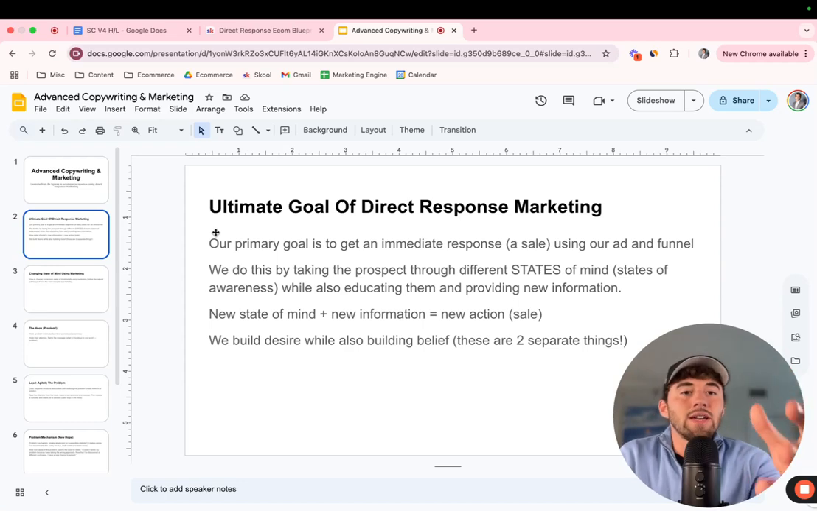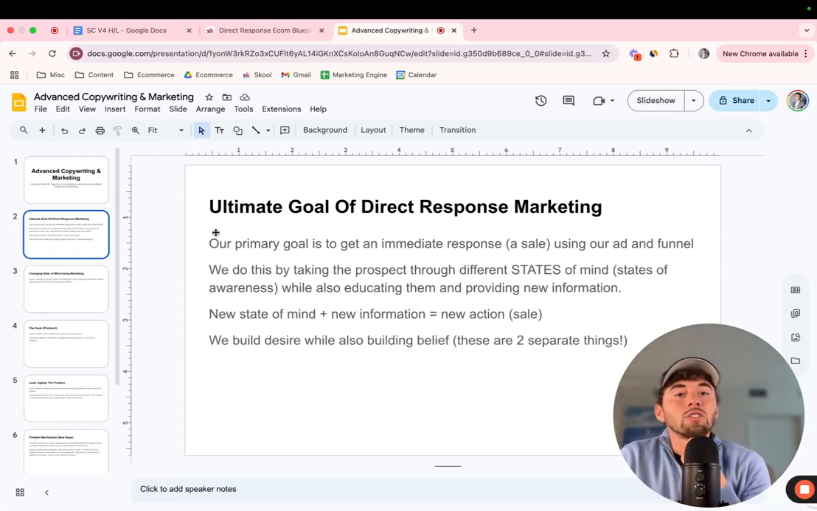And then we also educate them and provide new information. So it's not just emotional. We're explaining, why did the old solutions not work? What is the real root cause? Why does this solve the real root cause? How was the product created? How does the product work? How will it benefit you? How can you get it? Give them everything. And then we create a new state of mind plus new information, and that creates a new action, which in this case is a sale of the product.